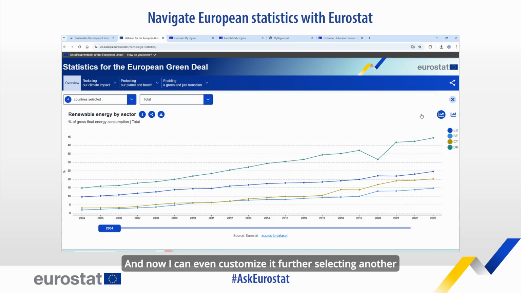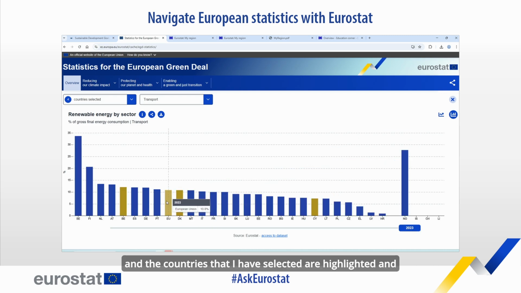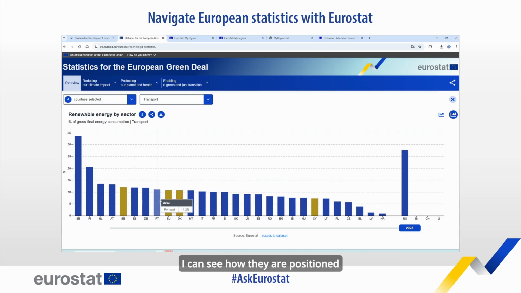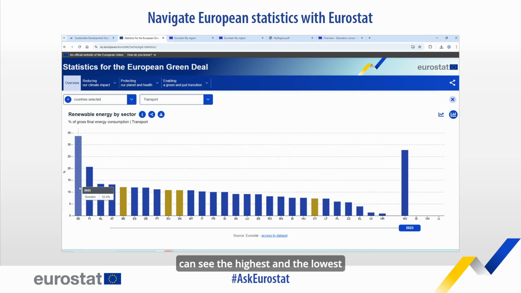And now I can even customize it further, selecting another sector, like for instance, transport. It is also possible to compare with other countries. In this case, I will click, and the countries that I have selected are highlighted, and I can see how they are positioned compared to other European countries and EFTA countries. I can see the highest and the lowest rate.